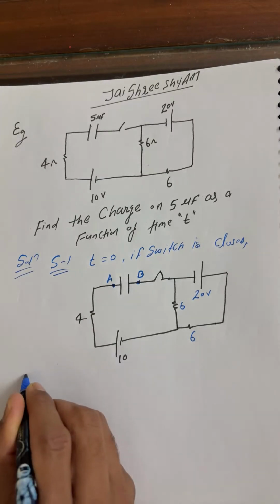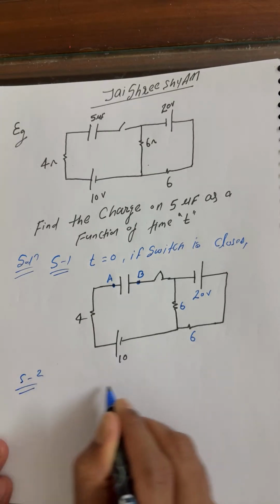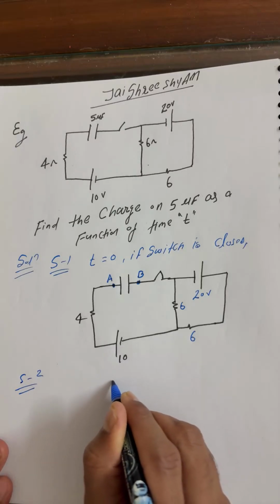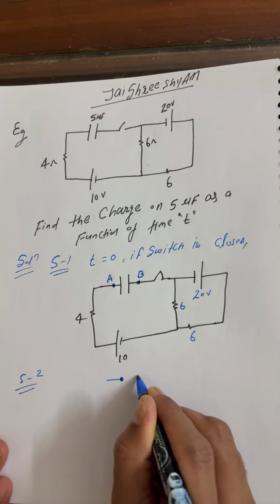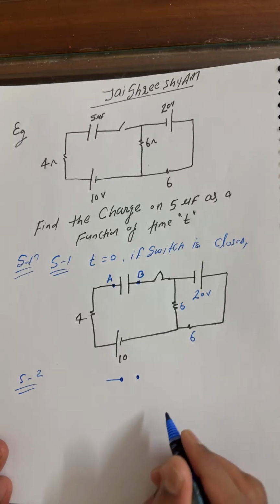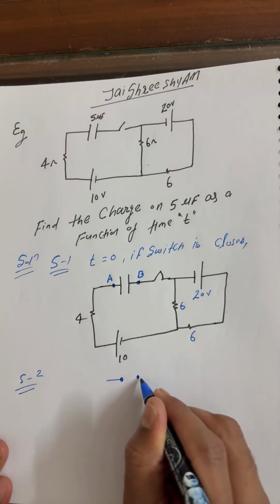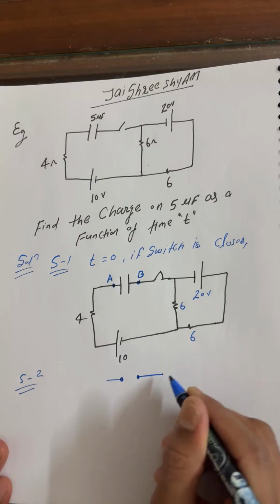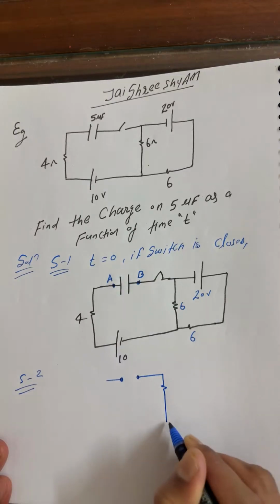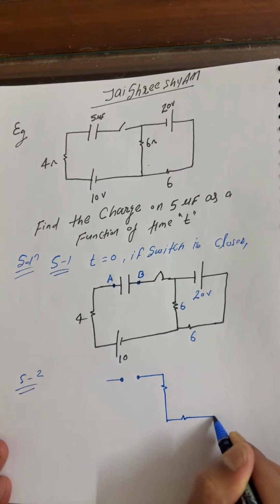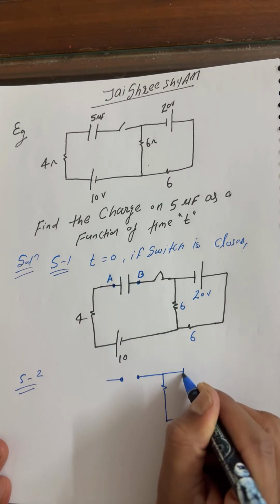Students, in step 2, again I am going to draw one more circuit. Just at time 0, the capacitor acts as an open circuit. This is 6 ohm.